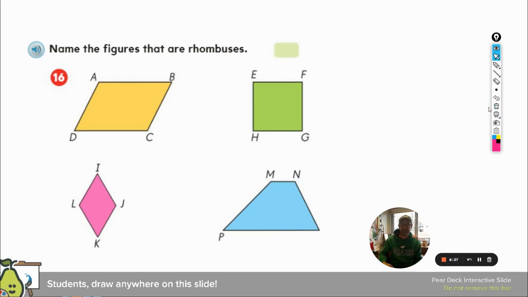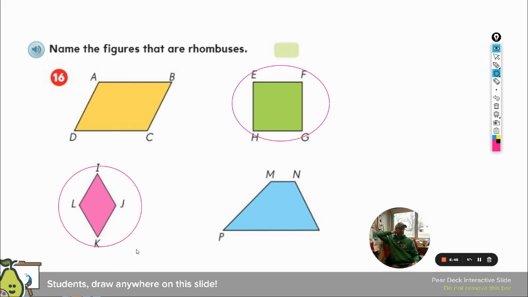What are the rhombuses? Man, you guys better have a book in hand because you got to do a bunch of measuring. All right, you got them? There's a rhombus. There's a rhombus. What makes a rhombus a rhombus? All 4 sides are the equal length. Okay. Moving on.